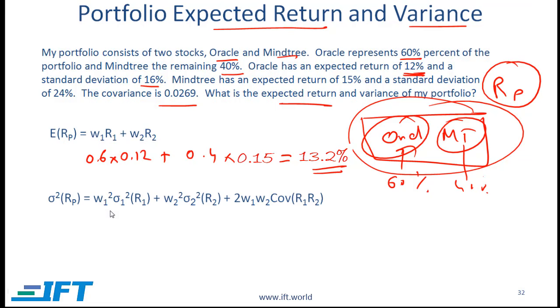It will be useful here and it will be much more useful when you study portfolio management later. The variance of the portfolio is given by the weight of the first stock squared. So in our example, the weight of the first stock is 0.6. You need to square that, multiplied by the variance of the first stock. You are given the standard deviation of 0.16, so you need to actually take the variance.